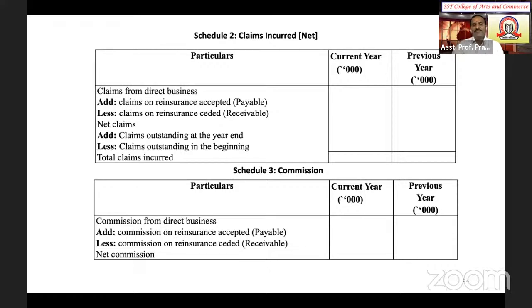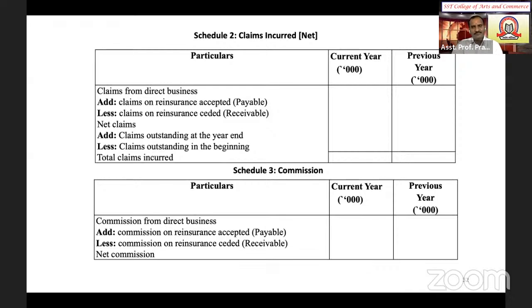Less claims on reinsurance ceded. Sometimes in the question, they will give you receivable. So here receivable means ceded. And outstanding is given as I told you earlier. If it is the closing outstanding, you must add. And if it is the opening outstanding, you must deduct. So you must practice. Without practice, we can't solve the paper.